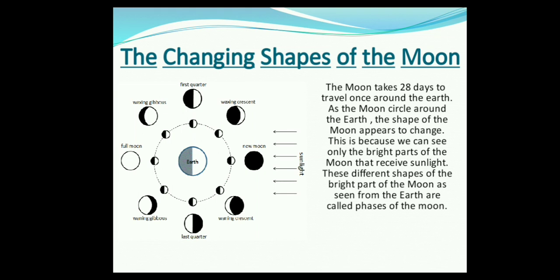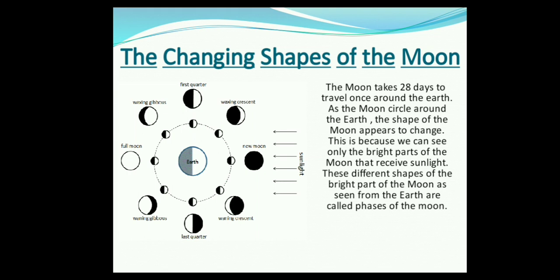To understand it clearly, let me tell you the way the earth and the moon move in space. The moon orbits around the earth much like the earth orbits around the sun. However, the Earth takes 365 days to travel around the Sun, which is 1 year, and the Moon takes 28 days to travel once around the Earth.